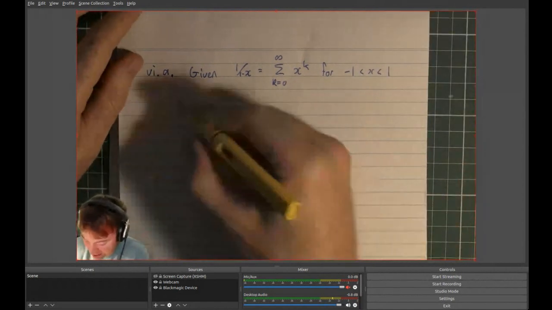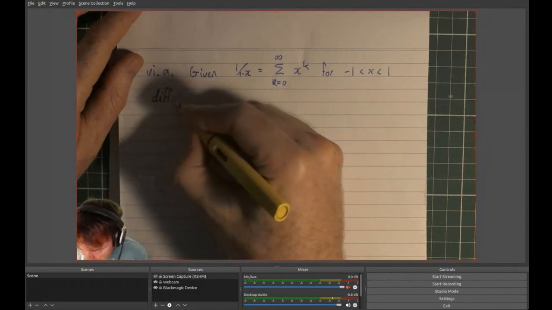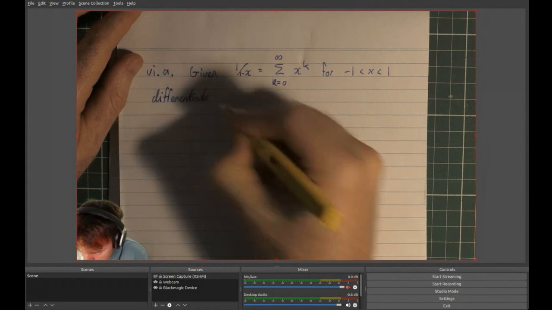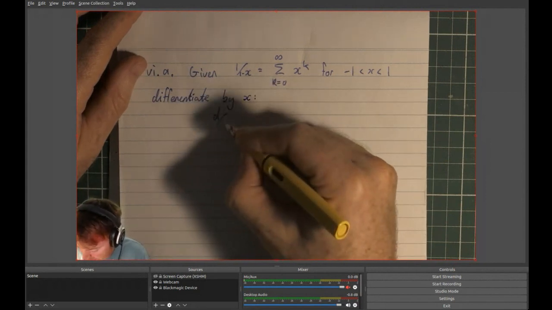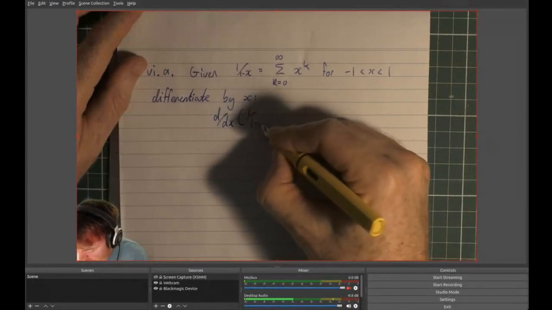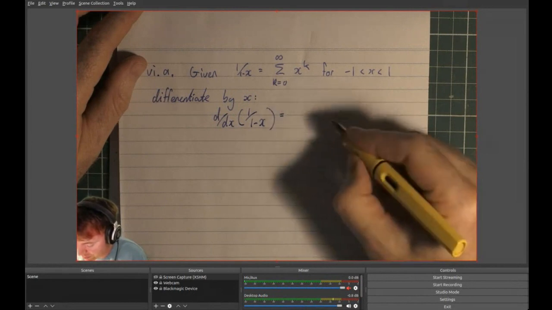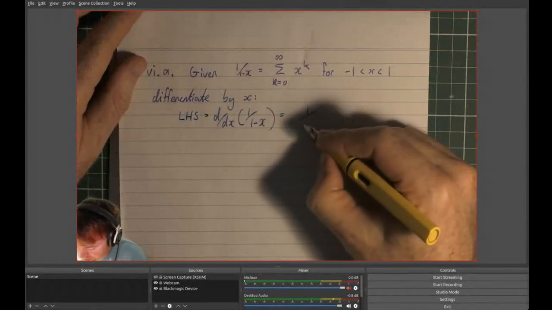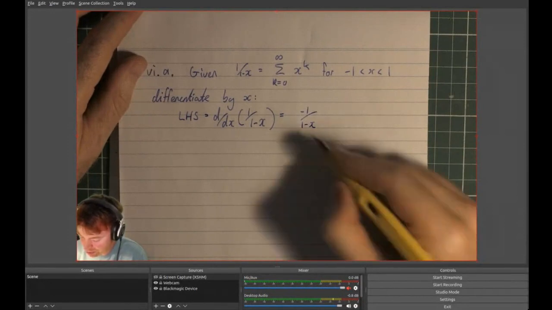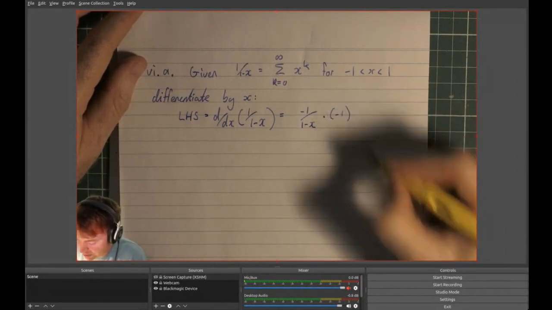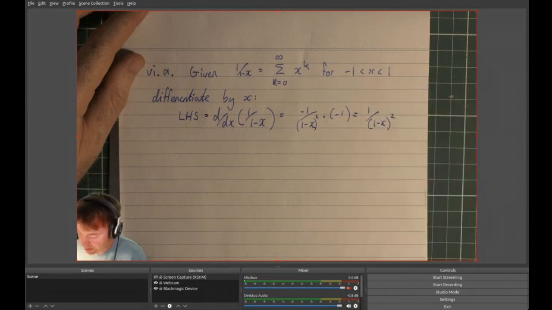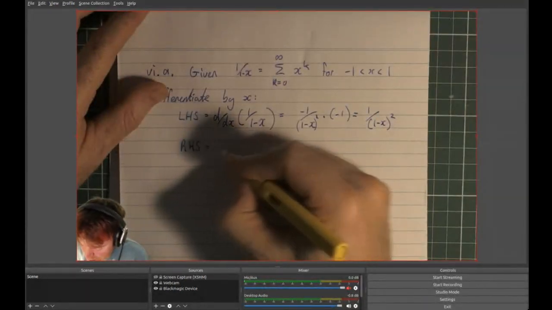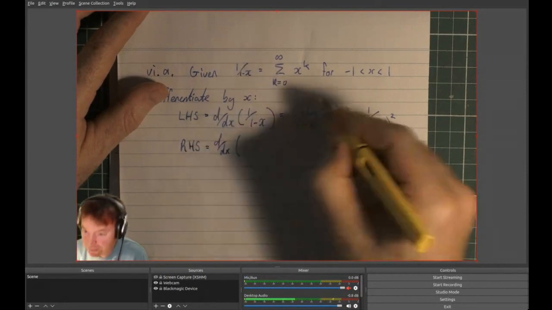So we're just given this, and I'll differentiate by x. Well, on one hand, this gives us dx of 1 on 1 minus x, which is equal to, so that's the left-hand side. I'm going to have to do this, 1 minus x multiplied by the derivative of that thing, and then times 1 minus 1, and the minuses all cancel, and I get 1 on, there's a square there now, 1 minus x all squared. And the right-hand side is equal to dx of this sum.